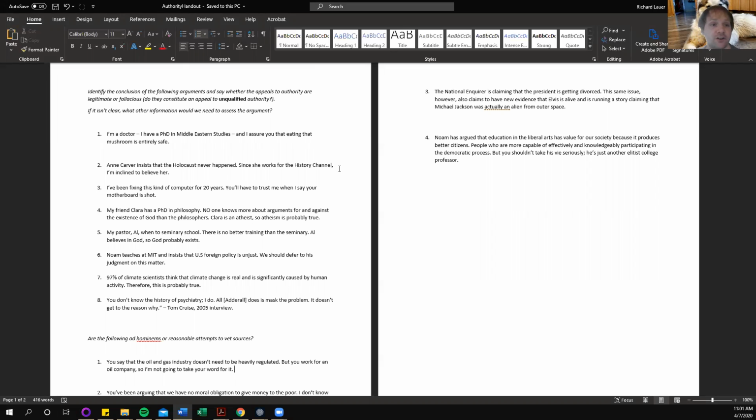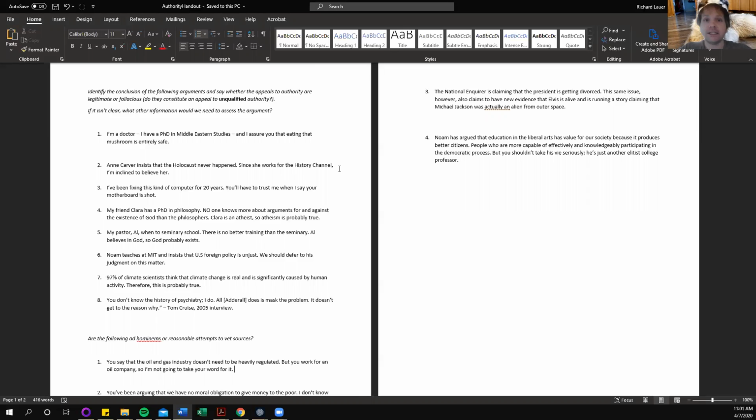Okay, so let's look at the first three exercises in this first set. "I'm a doctor. I have a PhD in Middle Eastern Studies, and I assure you that eating that mushroom is entirely safe." Clearly the conclusion is that eating the mushroom is entirely safe, and the basis for believing that is that this person claims to be a doctor and has a PhD in Middle Eastern Studies. So they are a doctor in a sense, right? They're a doctor in the same sense that I'm a doctor. Okay, so the question is whether this is fallacious.